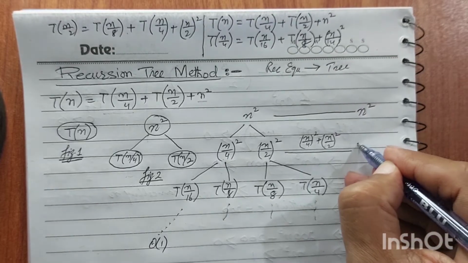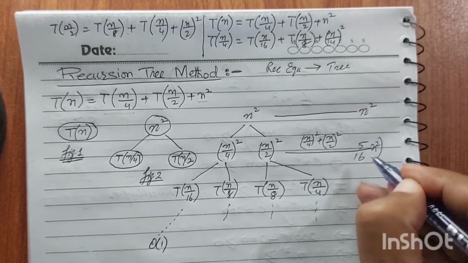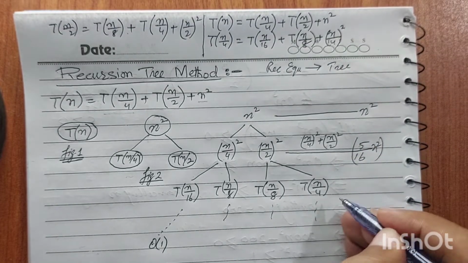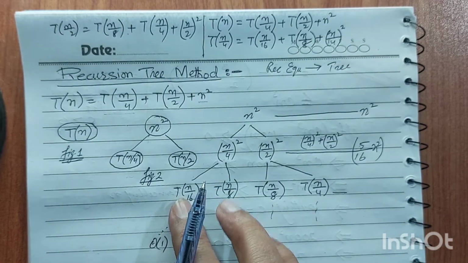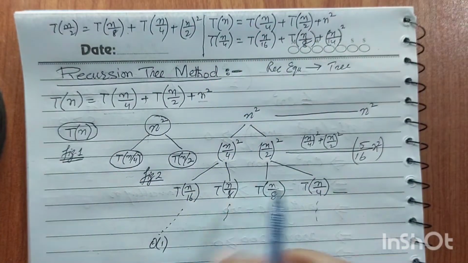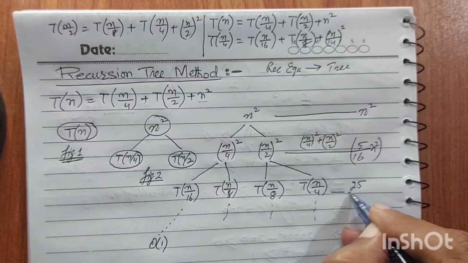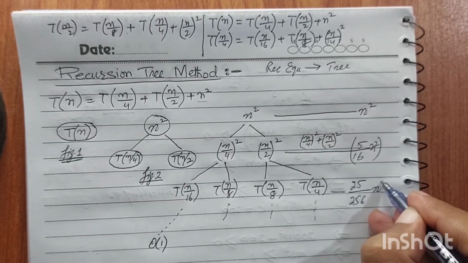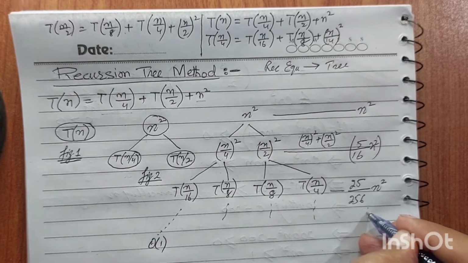So it would be 5 by 16 n square. And if I resolve this next level, adding the opening, first of all I have to replace this one with the left hand side of the equation, and then if I solve it, it will become 25 by 256 n square, and so on.